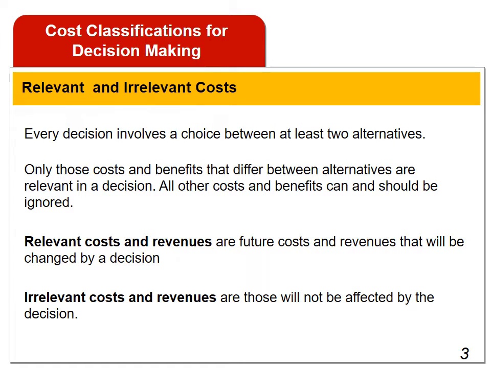Relevant costs and revenues are future costs and revenues that will be changed by a decision. Irrelevant costs and revenues are those that will not be affected by the decision. Irrelevant costs are unaffected by management's actions.